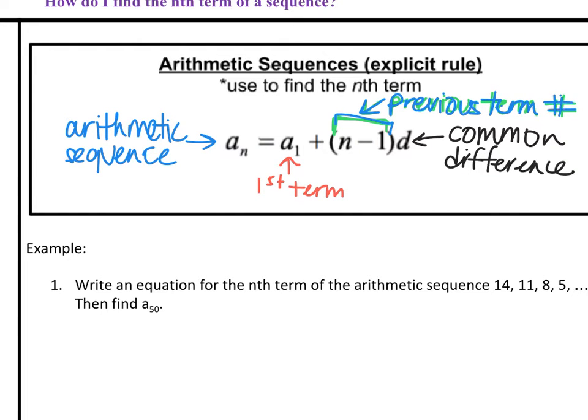Last thing, this n right here, this little n is the term number. Okay, so you have n, which is a term number you want. N minus 1 means one less than that.